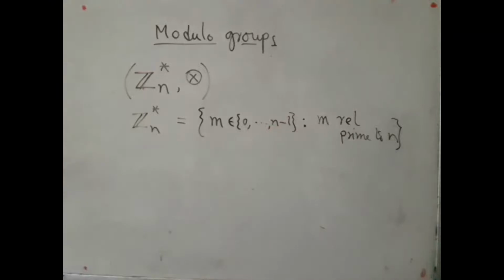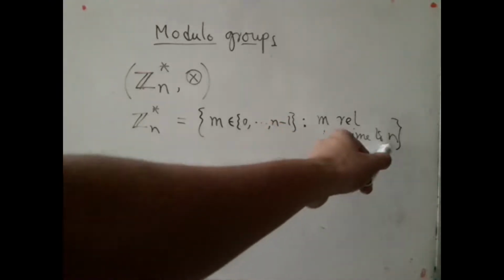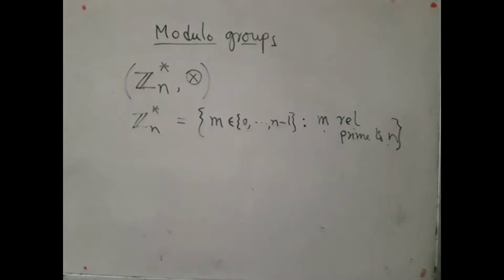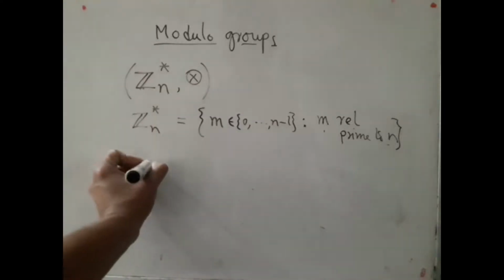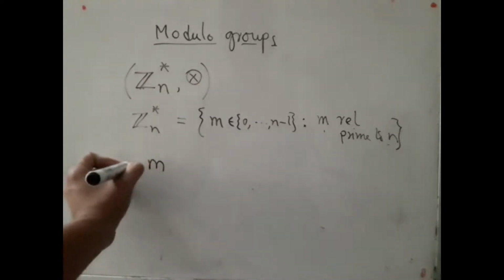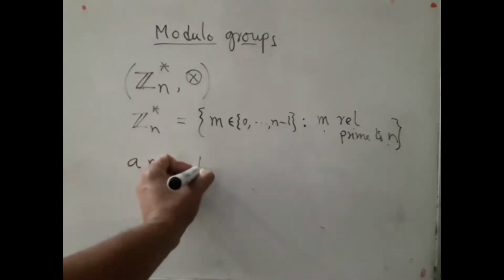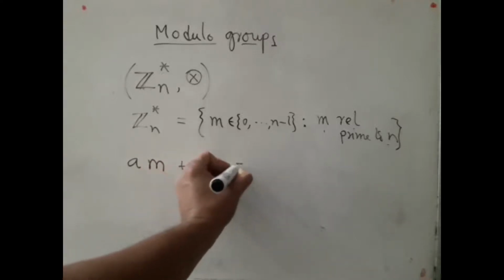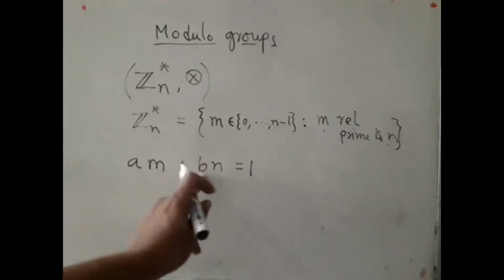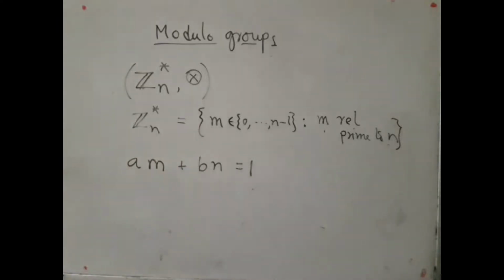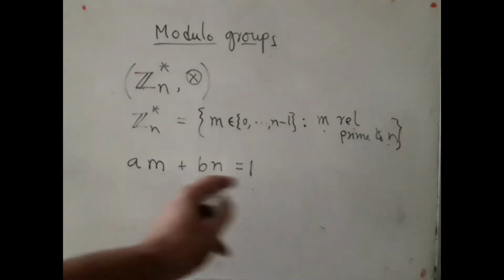Relatively prime to n means the GCD of m and n is equal to 1. I think you know about Euclid's algorithm, the way we used to compute GCD back in school in the long division kind of way. So from this we can say that if m and n are relatively prime, then you can find integers a and b such that am plus bn is equal to 1. Whenever m and n are relatively prime, you can get this.